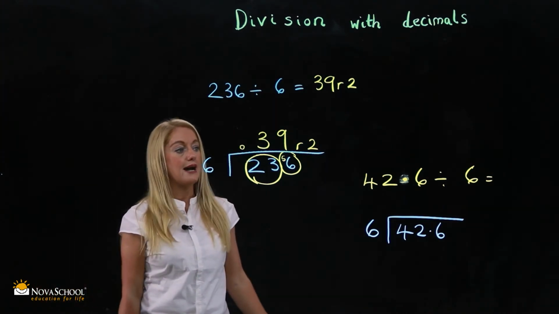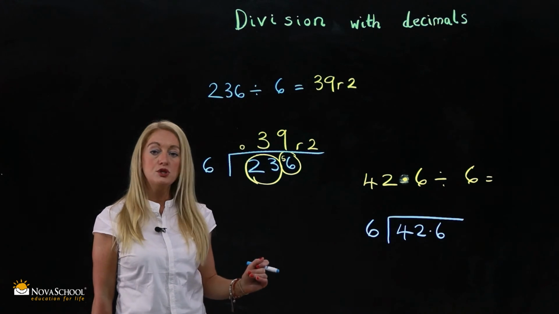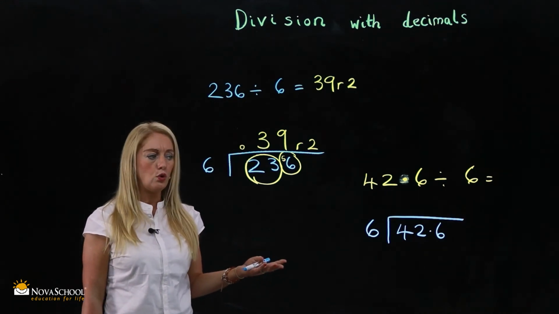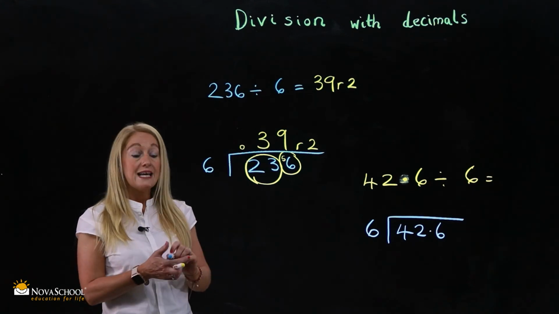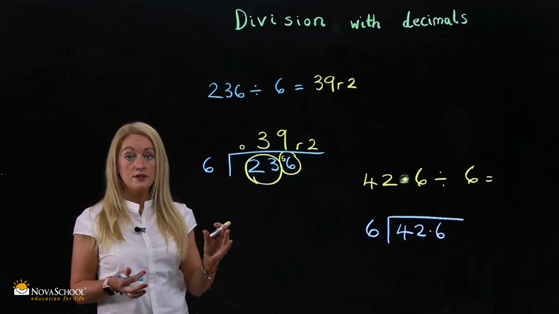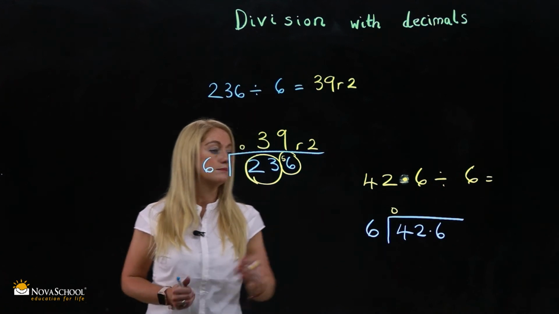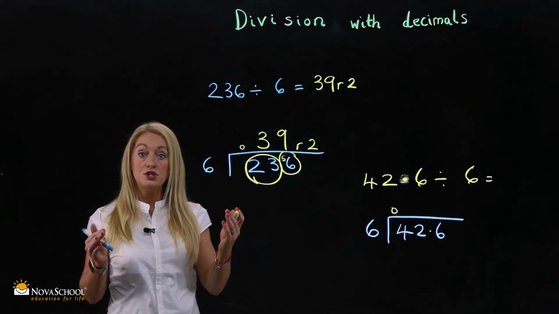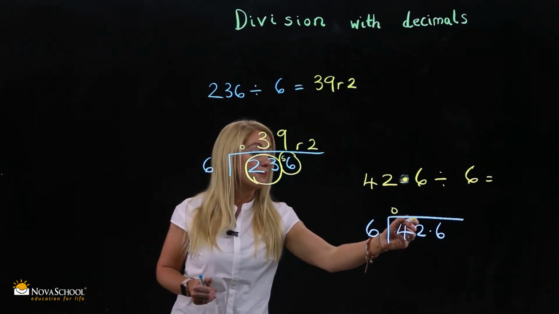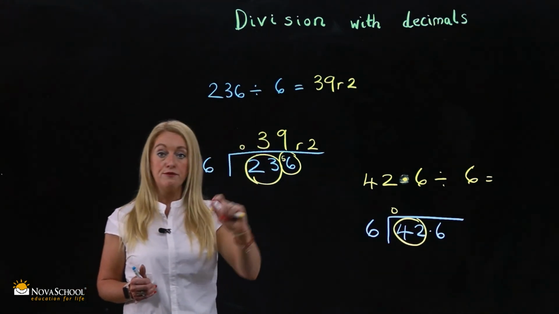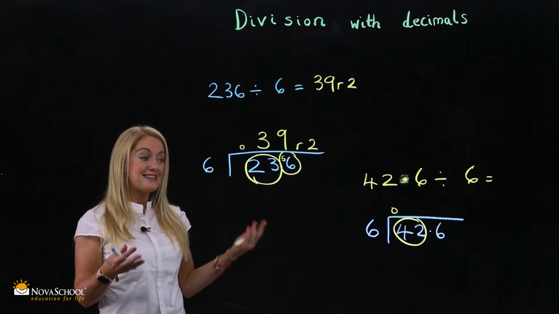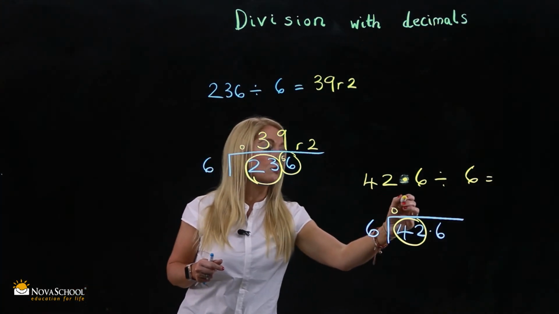Okay, now what do we do first? We do how many 6s go into 4? No, they don't. If you want to pop a small 0, you can. Now, how many 6s in 42? Let's circle our number just like we did before. The 6 times table, 7 times 6 is 42. Good.